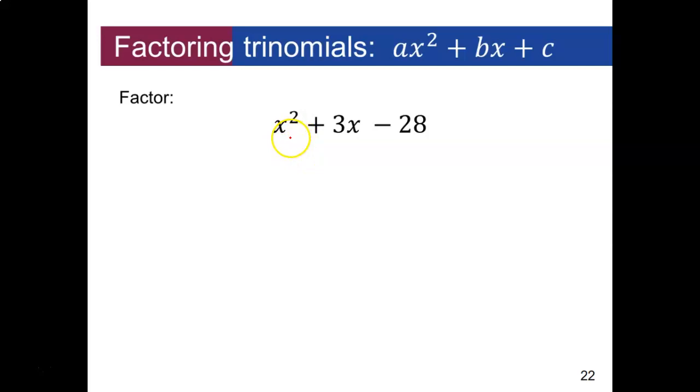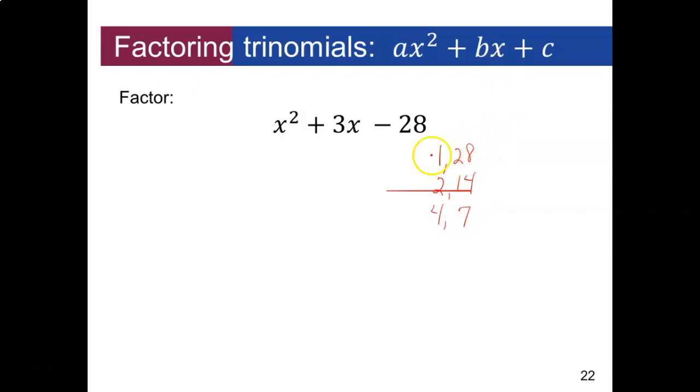But if we look at this, what we want to think about is the factors of 28 that are going to subtract to give us 3. So that's kind of how we want to approach this when there is just a 1 as the leading coefficient. So looking at the factors of 28, we've got 1 and 28, we've got 2 and 14, we've got 4 and 7.